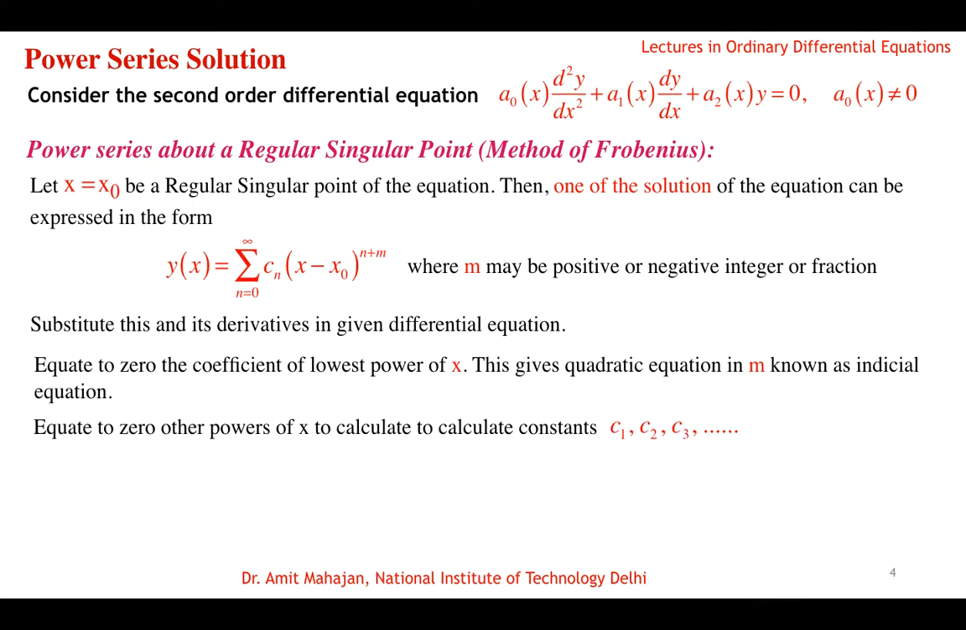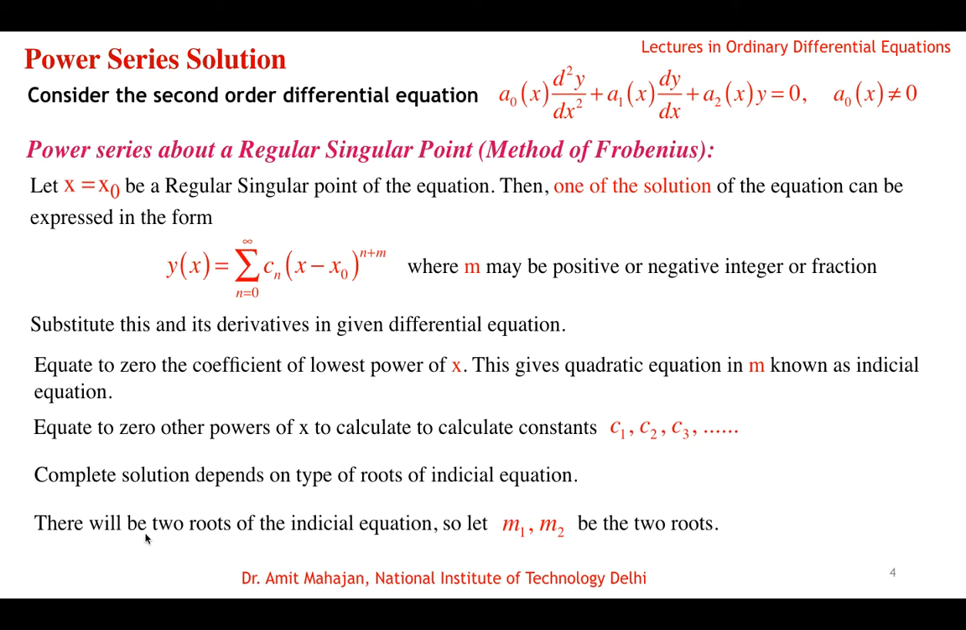Okay, and if we equate the rest of the powers of x, then we can calculate all the constants c1, c2, c3, and so on. Okay, all whatever constants are there. Okay, and c naught is not calculated because c naught will go away with this indicial equation. Okay, so you need to calculate c1, c2, c3, and you will calculate these constants in terms of c naught. Okay, and the complete solution now depends on the type of roots of the indicial equation. So there are two roots, two values of m, and based on these two values of m, we will have solutions for this differential equation.